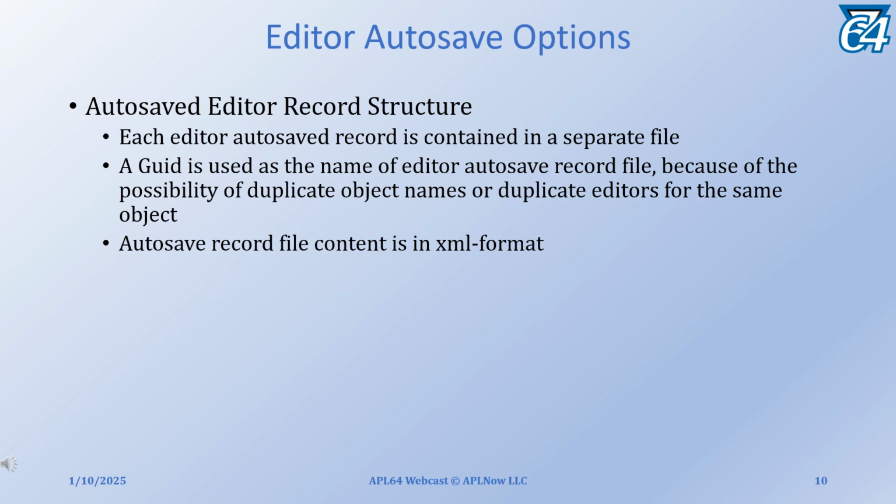Each editor autosaved record is contained in a separate file. A GUID is used as the name of the editor autosave record file, because of the possibility of duplicate object names or duplicate editors for the same object. Each autosave record file content is in XML format.